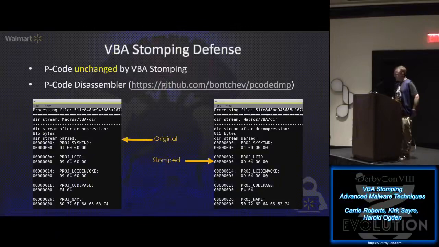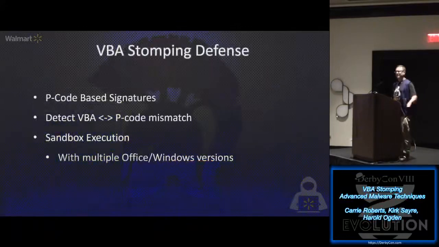That tells us where we need to go as defenders for how to deal with this if it is used against us offensively. Like Carrie and Harold pointed out, a lot of the signature-based detections out there specifically target the VBA source code that's in there. If you also include signatures that are based on the P code rather than on the VBA source code, you're then going to be able to detect these and not get fooled whether or not there's VBA stomping going on.